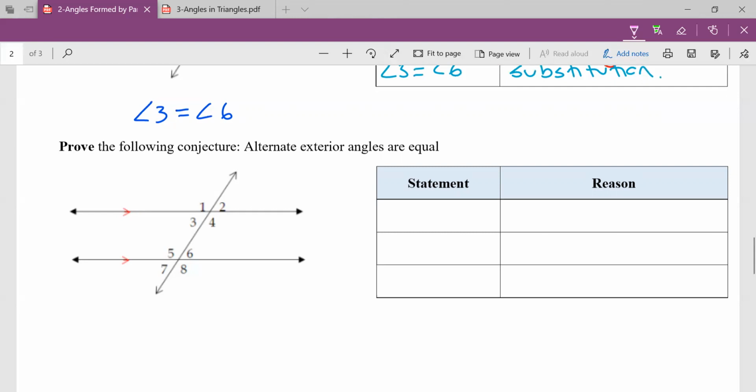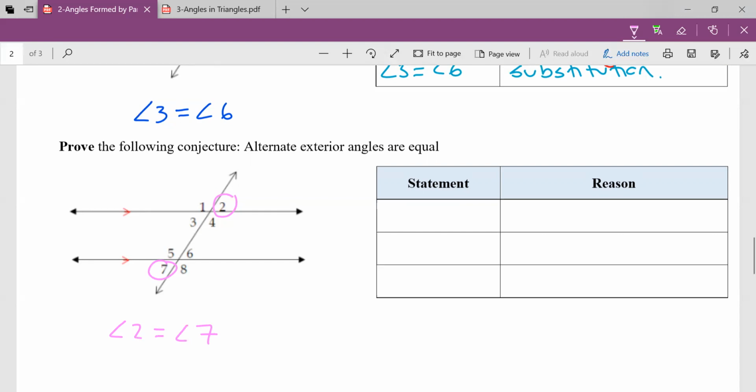Well, an alternate exterior angle is here and here. Oh, take that back. Alternate means I'm on the other side of the transversal. So I'm here and here. So what I'm trying to prove here is I'm trying to prove that angle 2 is equal to angle 7. That's my end goal. So then when I'm stuck, what I start doing is I just start writing down some facts that I know right off the bat.